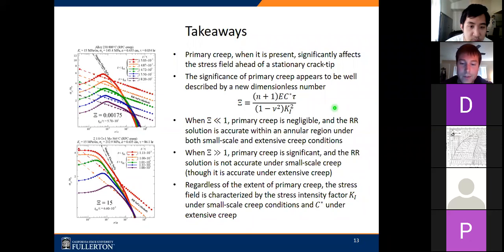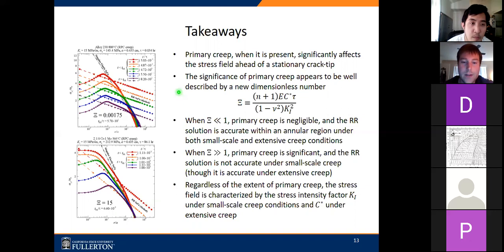Regardless of the extent of primary creep, we say that the stress field is characterized by the stress intensity factor. That's the parameter from the singular elastic solution under small scale creep. And then for large scale creep, you want to use C star, that steady state value of C of T. That's going to characterize the stress field under extensive creep conditions. Okay, so that was one project.